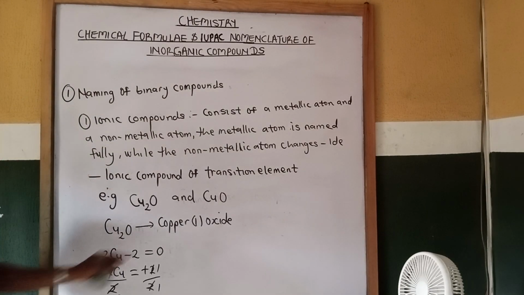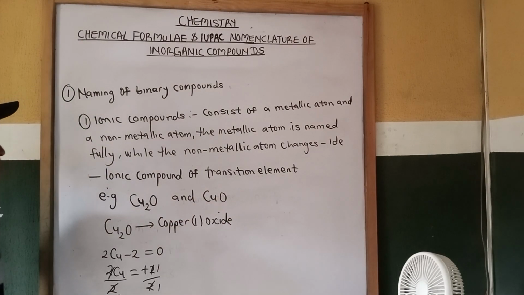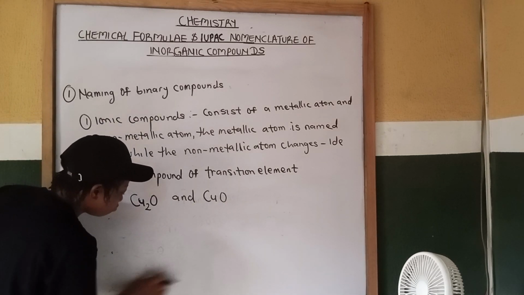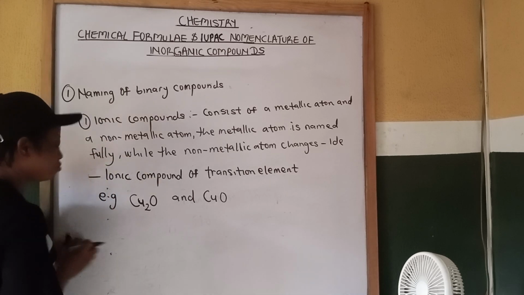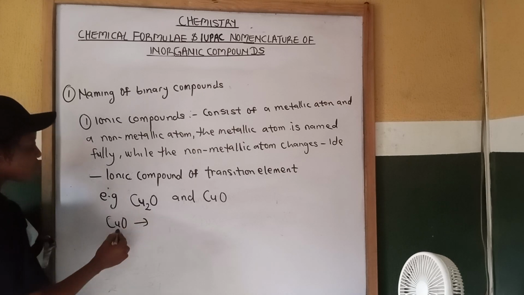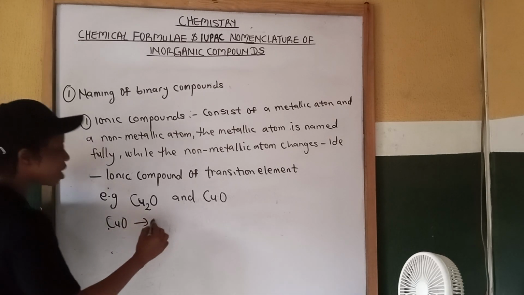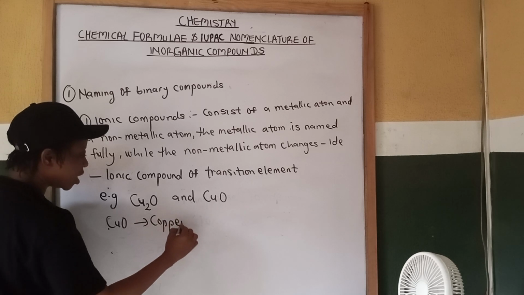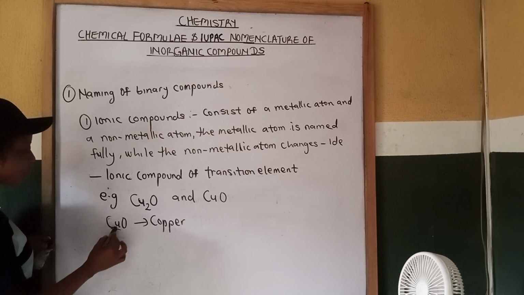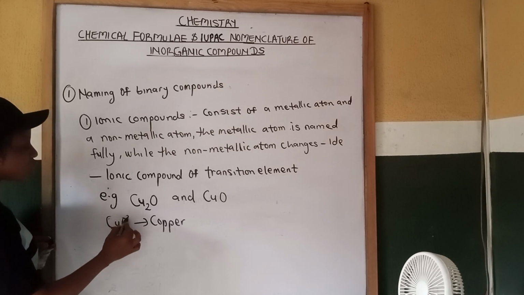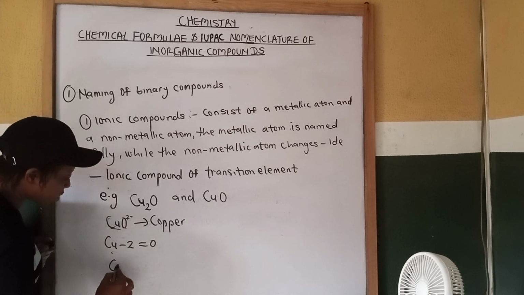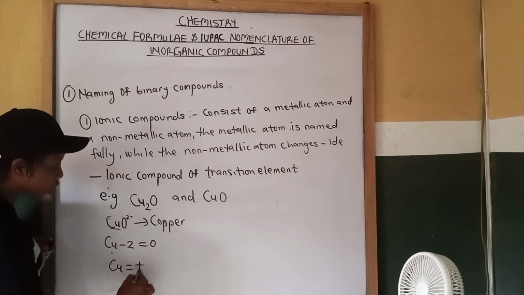Then let's name CuO. They don't have the same name. CuO. Copper is a transition element. So name copper fully, followed by the oxidation number of copper from this compound. So what is the oxidation number of copper? Copper is unknown now. Then the charge on oxygen is 2 minus. So minus 2 times 1 oxygen, that's minus 2, equal to 0. Then Cu equal to, move this minus 2 to this side, we change to plus 2.